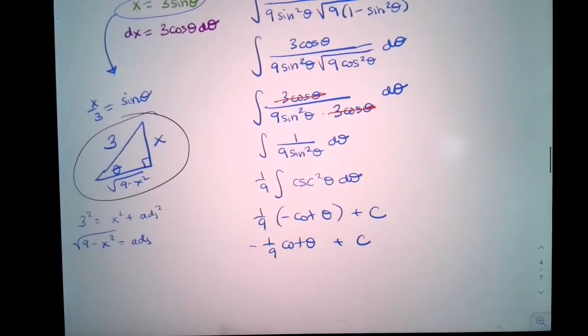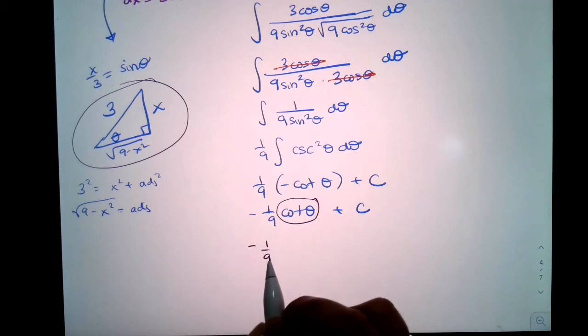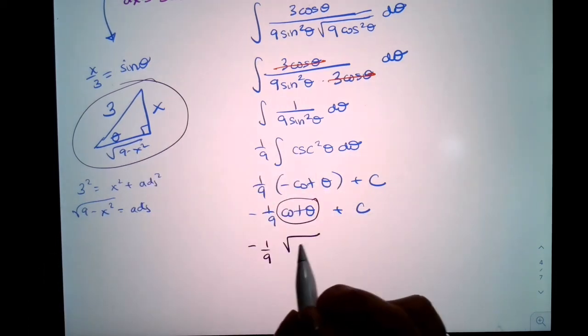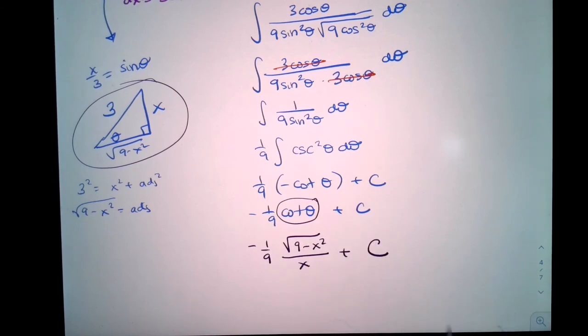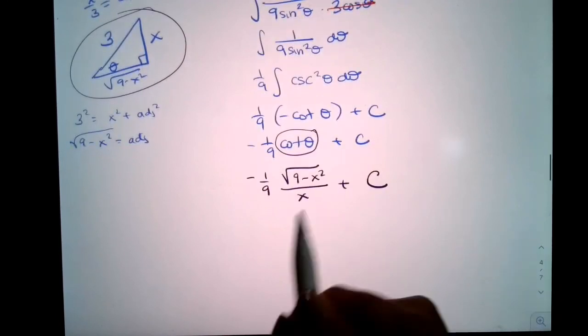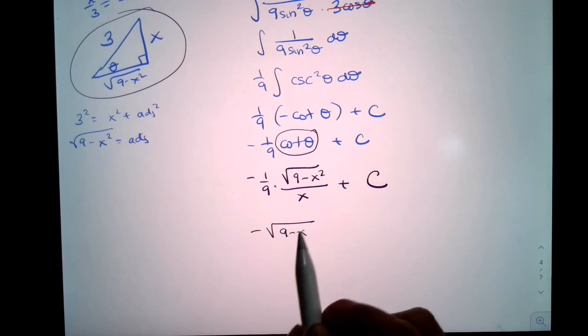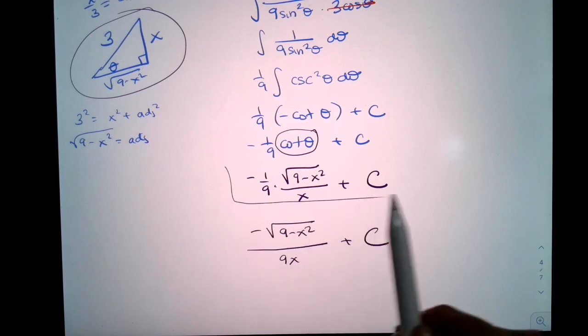So all I have to do is use that picture and represent what the cotangent of theta is in terms of x. This is why we did this a little bit back in Unit 1 when we were talking about inverse trig. So I saw that negative 1/9. The cotangent, remember, is adjacent over opposite. So the adjacent side is the square root of 9 minus x squared. The opposite side is x. I'm going to put that constant of integration in, and that looks good. I mean, you could box it up from there. I'm just going to make it look a little prettier. Okay, both of these are good.